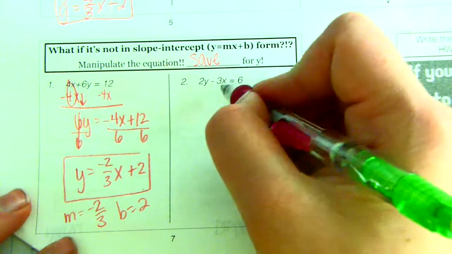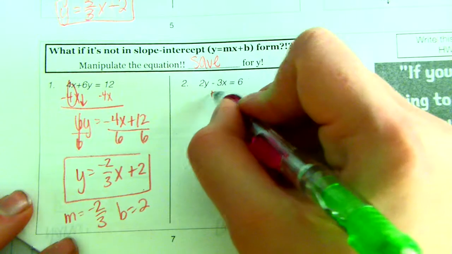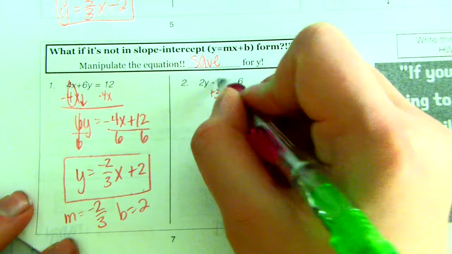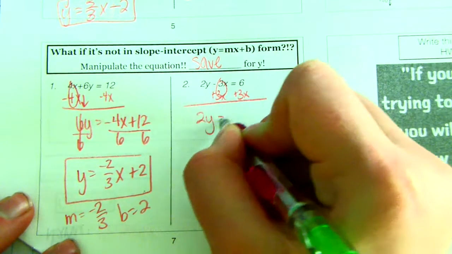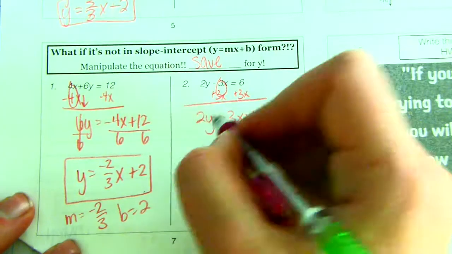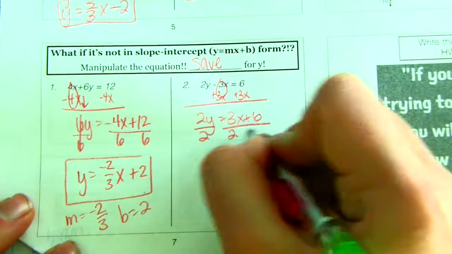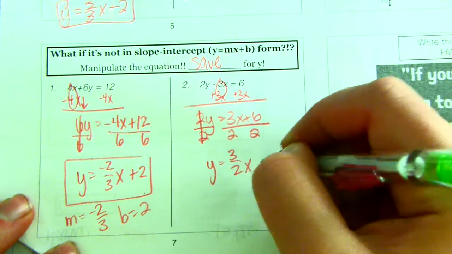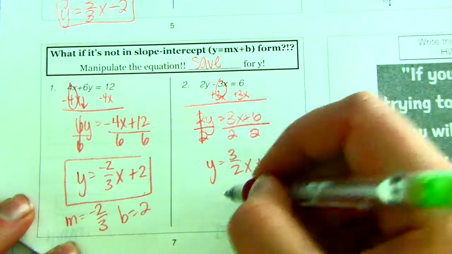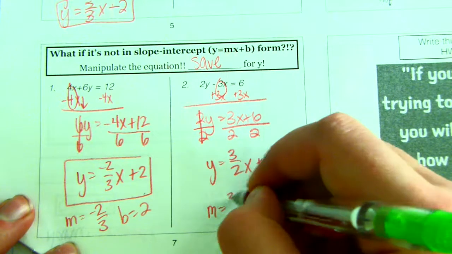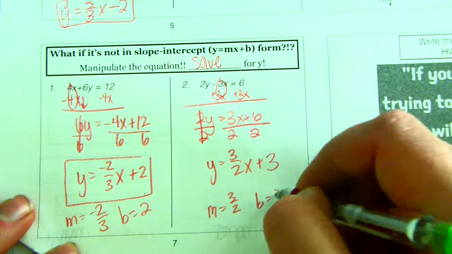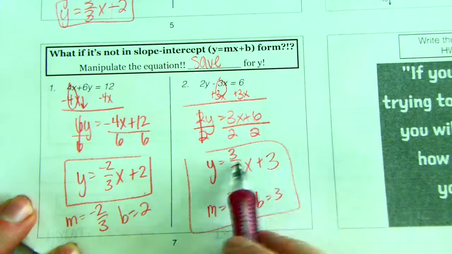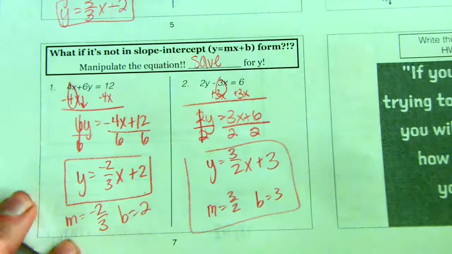Doing the same thing over here, I got to get y by itself, so I'm going to add 3x to both sides. It's 2y equals 3x plus 6. Then I would divide by 2 on both sides, everything divided by 2. So y equals 3 over 2x plus 6 divided by 2 is 3. So m is 3 over 2, and b is 3. Slope-intercept form, slope-intercept.